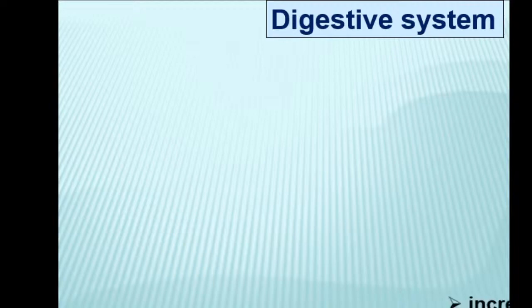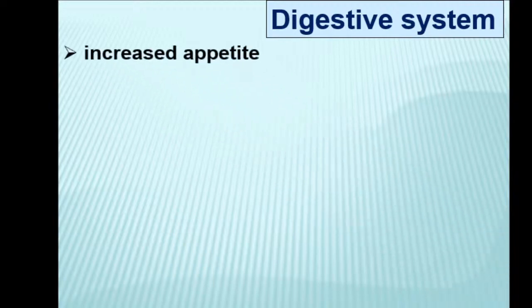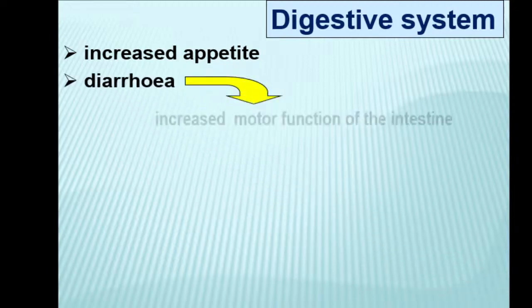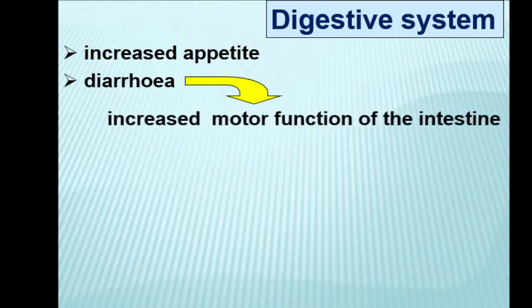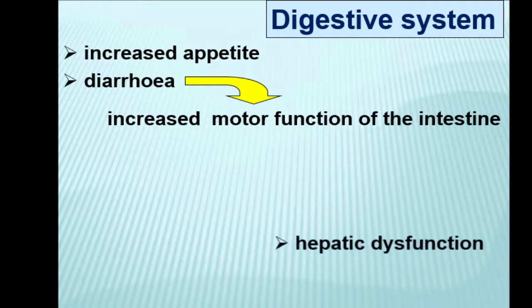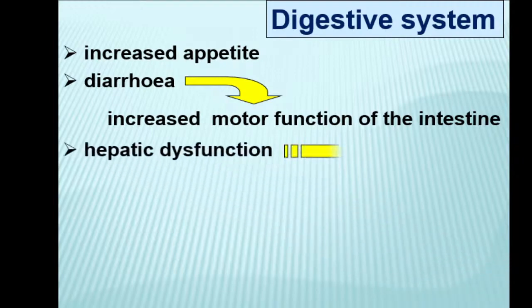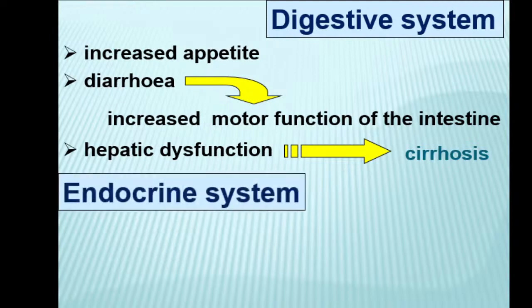Digestive system. First of all, patient feels increased appetite, predisposed to diarrhea due to increased motor function of intestine. If its function increased, no time for adequate absorption of the food, and not dependent on appetite, patient progressively loses weight. Patient with thyrotoxicosis is predisposed to some liver diseases from hepatic dysfunction to liver cirrhosis.